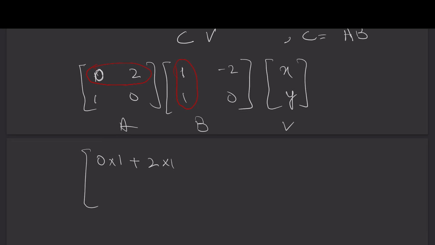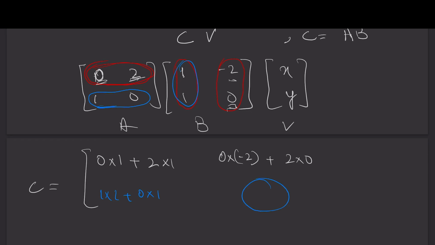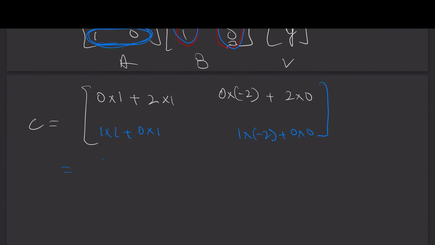And now for the second element of the matrix C, we will take this row again and multiply it with this column. So it will be 0 times minus 2 plus 2 times 0, 2 times 0, 2 times 0, and 0 times minus 2. So now for this element, we will multiply this row with this column. So it will be 1 times 1 plus 0 times 1. And for this element, we will multiply this row with this column, and it will be 1 times minus 2 plus 0 times 0. So we will get the final matrix as 2, this will be 0, this will be 1, and this will be minus 2.